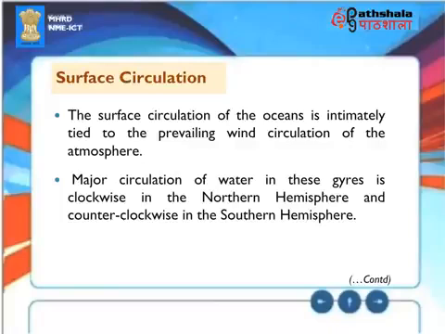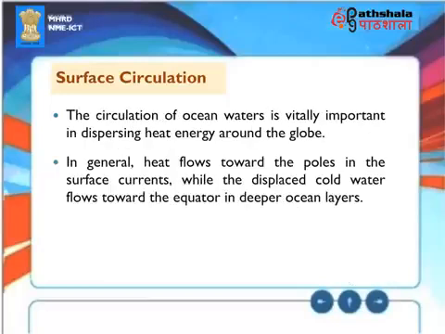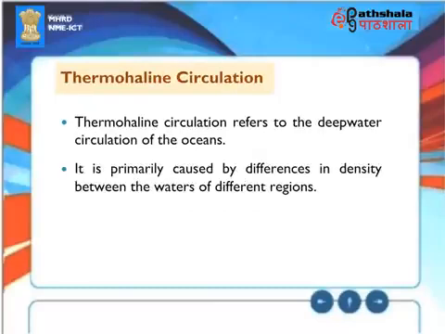Surface circulation. The surface circulation of the oceans is intimately tied to the prevailing wind circulation of the atmosphere. Major circulation of water in these gyres is clockwise in the northern hemisphere and counterclockwise in the southern hemisphere. The circulation of ocean waters is vitally important in dispersing heat energy around the globe. In general, heat flows toward the poles in the surface currents, while the displaced cold water flows toward the equator in deeper ocean layers.